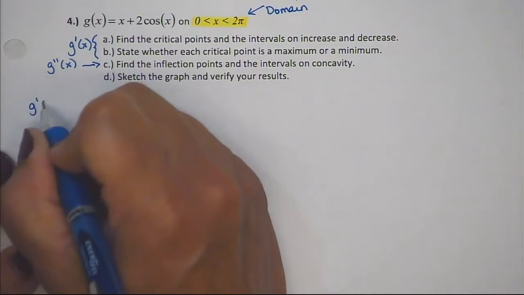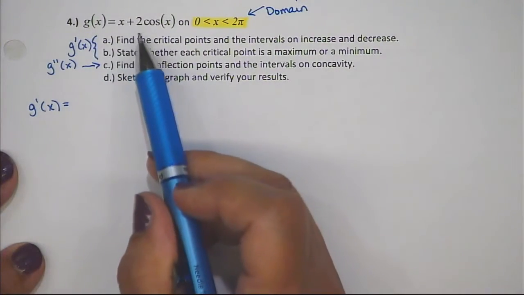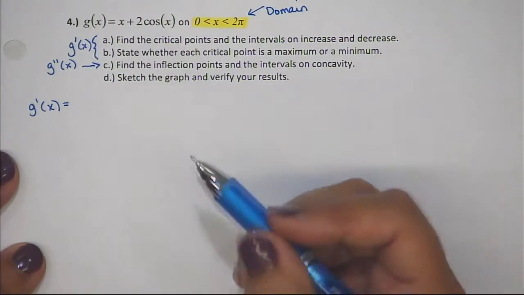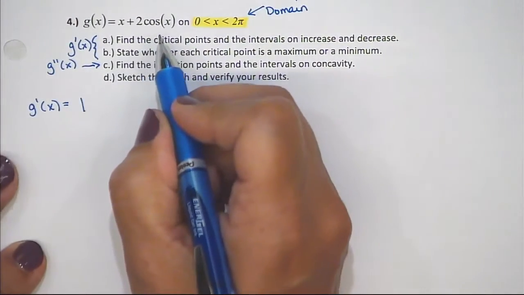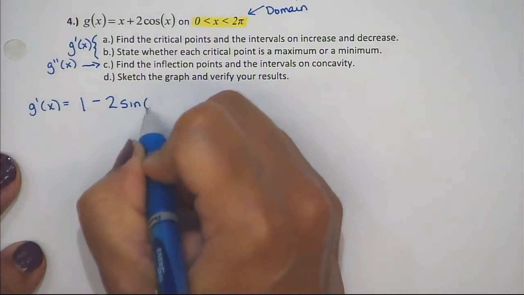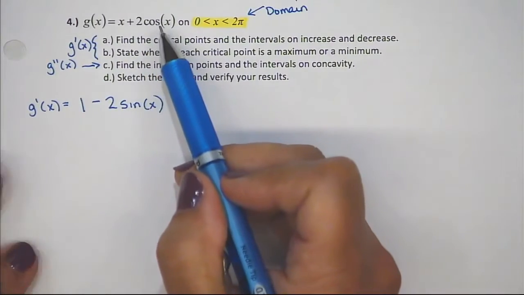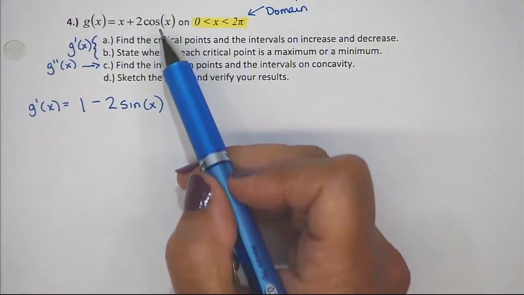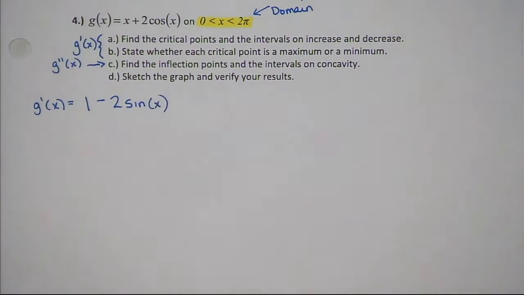All right, so let's start with the derivative. First derivative. So your function is x plus 2 cosine of x. So the derivative of x is 1. And the derivative of 2 cosine x would be minus 2 sine of x, right? The derivative, leave 2 out front, and then the derivative of cosine is negative sine. So that just changes that to 1 minus 2 sine of x.